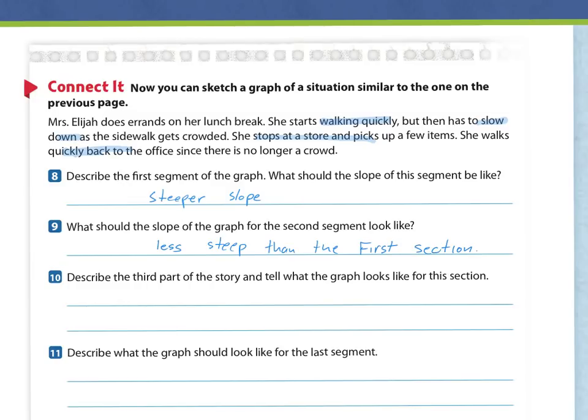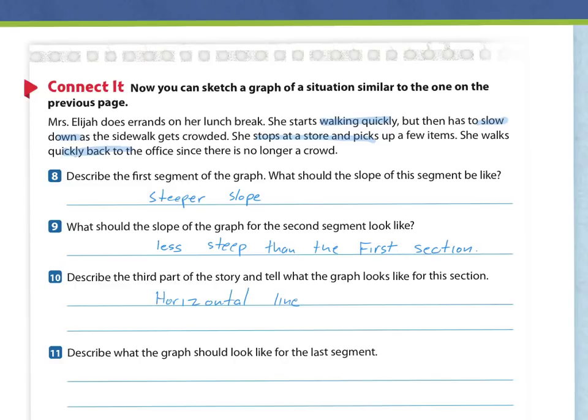And then it says, describe the third part of the story and tell what the graph looks like for this section. So we know that she stopped at the store. I don't know if she was running errands or just being a shopaholic. But again, she stopped to get a few items. So that means that it's going to create a horizontal line. Remember, the horizontal lines have the slope of 0, which means that there's no change at all. It's not going down, it's not going up. She just stopped moving, which means this is going to be a horizontal line.